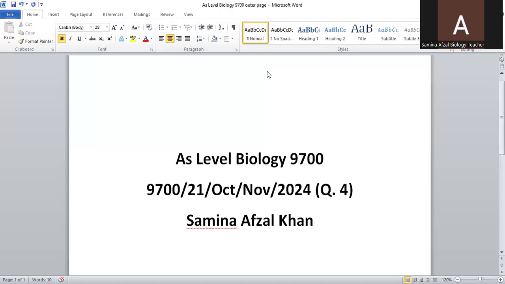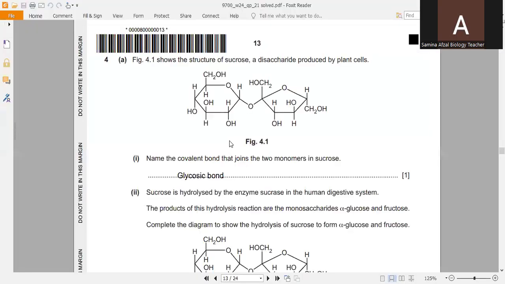AS Level Biology 9700, Paper 2, Variant 1, October November 2024, question number 4. Figure 4.1 shows the structure of sucrose, a disaccharide produced by plant cells. Name the covalent bond that joins the two monomers in sucrose.